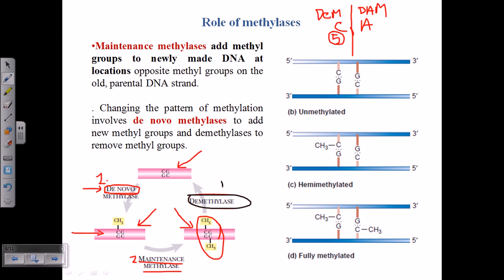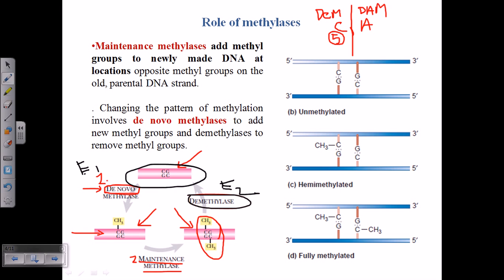This enzyme is enzyme number 2 and this one is enzyme number 1. It is called demethylase. It will cleave this methyl group out of this position to get this unmethylated DNA back into its original conformation, original form. So we have two enzymes, methyltransferase or methylase, and demethylase.